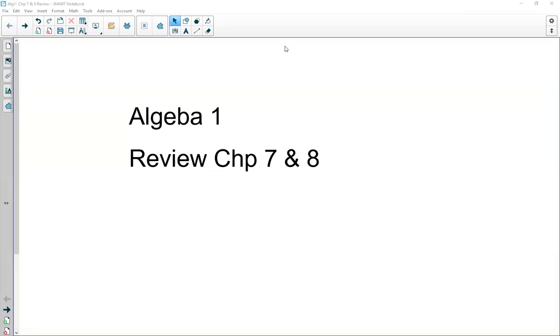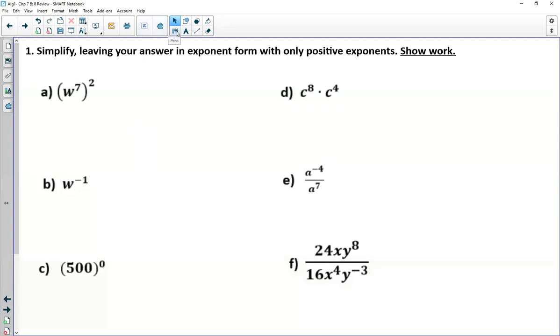Today we're going to be looking at the Chapter 7-8 review worksheet. We're going to be looking over those answers. Let's go ahead and get started. So our first couple problems are here. We're going to be simplifying, leaving our answers in exponential form with only positive exponents.